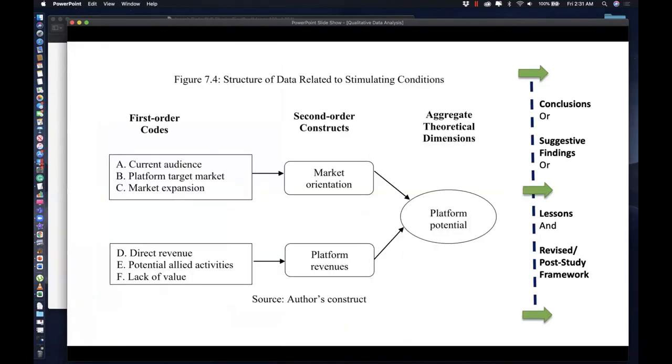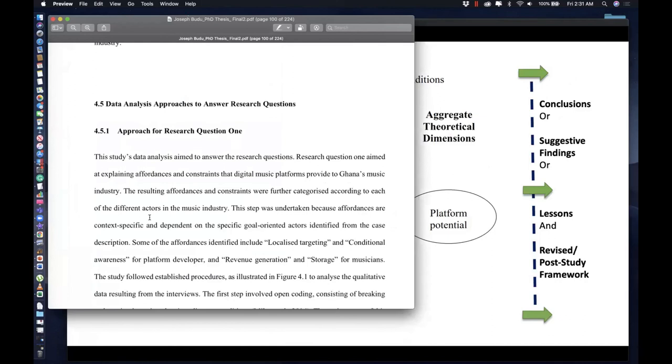So if you look at it, Joseph here is confirming our statement that he did. One thing that he did was that he looked at the affordances and constraints. That is what he wants to achieve as the outcome. And then he categorized and linked them to the different actors. There was a musician, there was a producer, there are people from the industry. He linked them to it so that you can say, okay, these are the viewpoints that you are contributing.